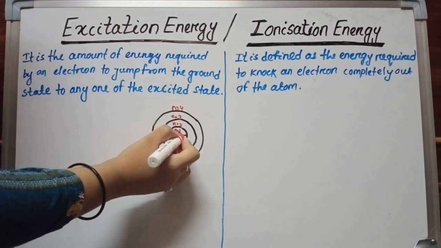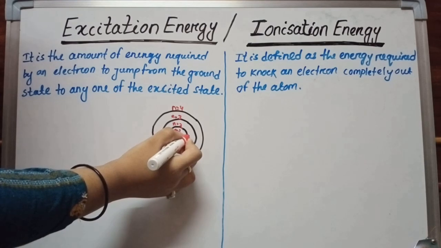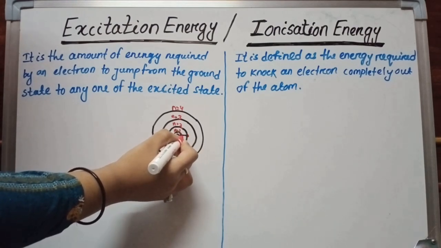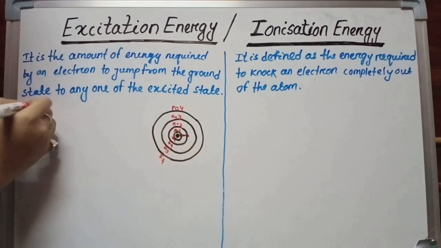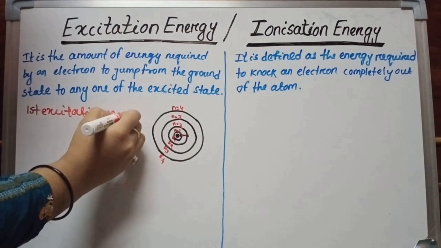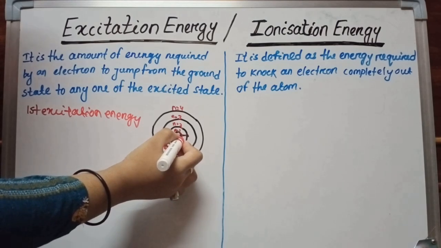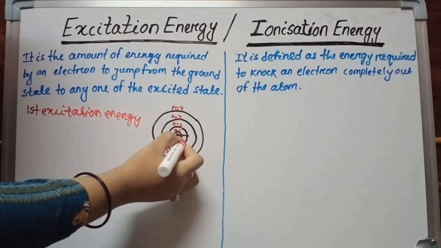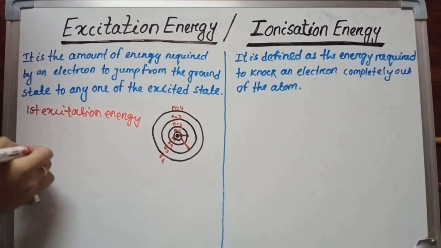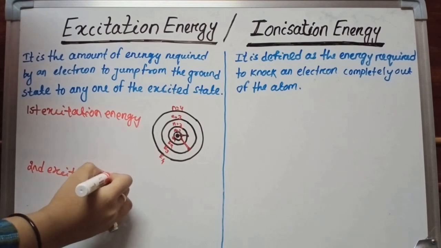So what is the amount of energy required for the electron to jump from the ground state, or innermost orbit, to the first excited state? That means n equals 2, that second orbit is the first excited state. That amount of energy is called the first excitation energy. Then when the electron makes a transition from the ground state to the second excited state, that means n equals 3, that amount of energy is called the second excitation energy.